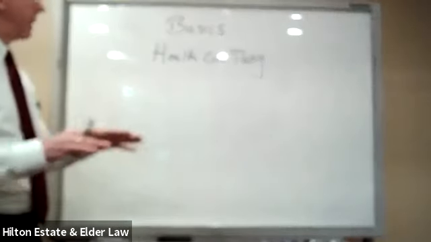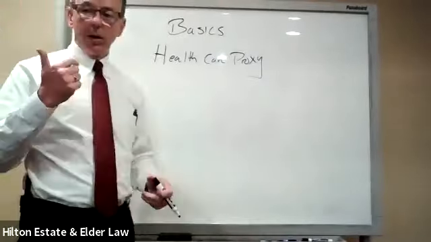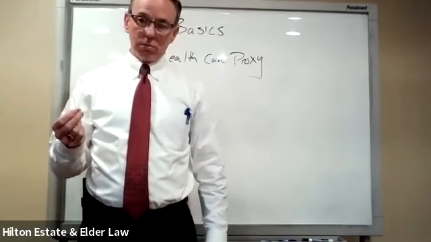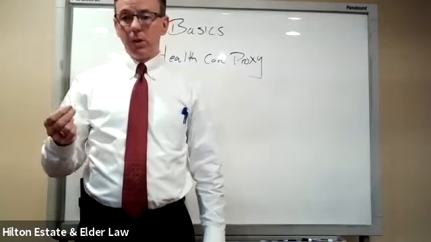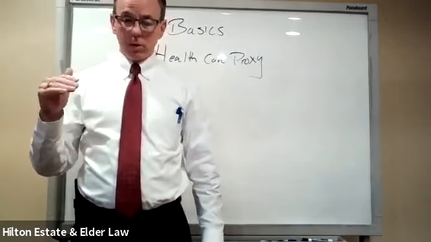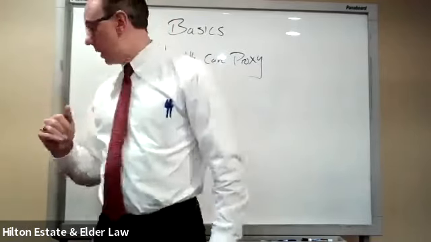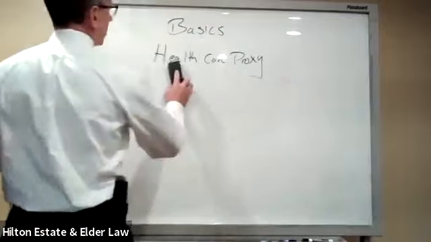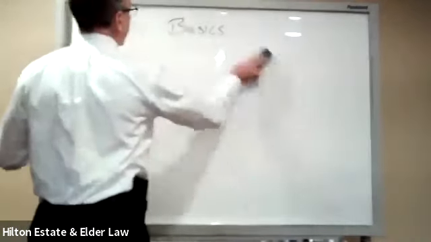So basics: will, healthcare proxy, power of attorney. Everybody should have those. When I say everybody, everybody who is married, has children, is over 25, any of that stuff, okay? So keep that in mind. I trust that you guys all know what those are and now understand how important they are.